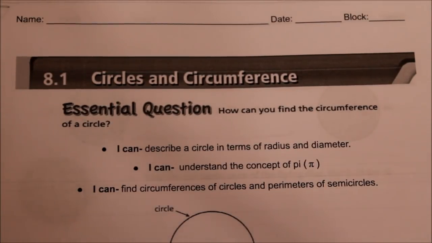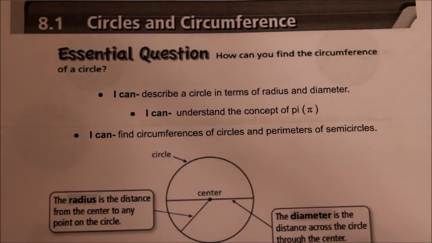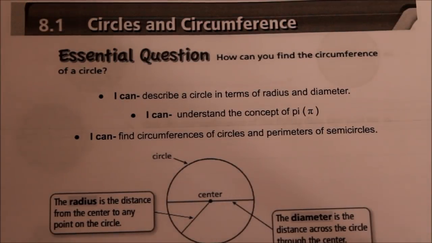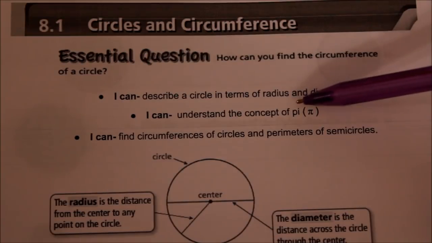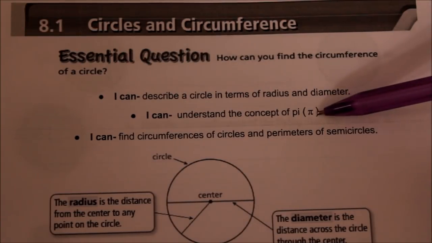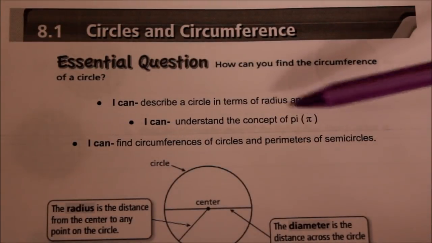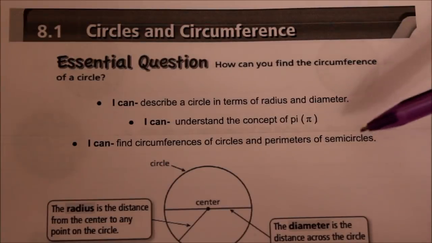Our I can statements are, I can describe a circle in terms of radius and diameter. I can understand the concept of pi. Pi is spelt like this, the math term, and it looks like this. And I can find the circumference of circles and perimeter of semicircles.